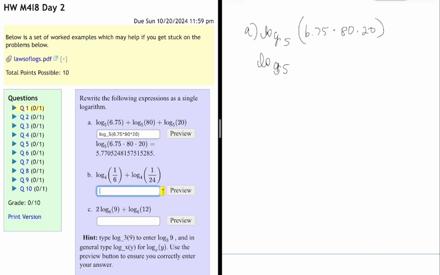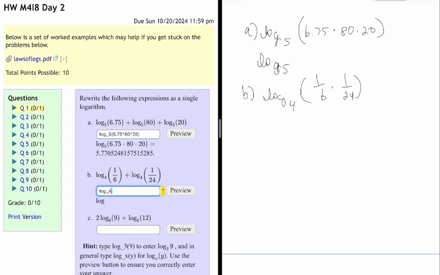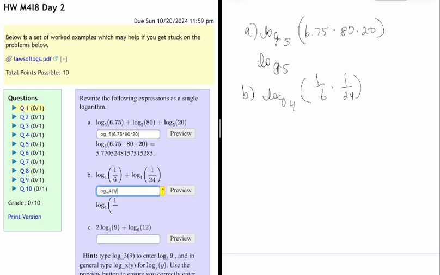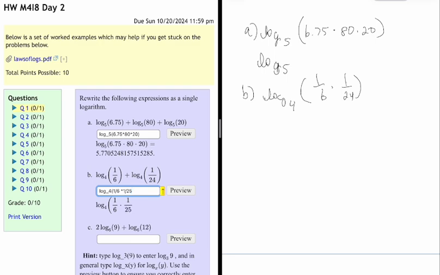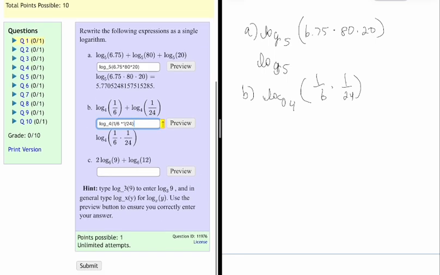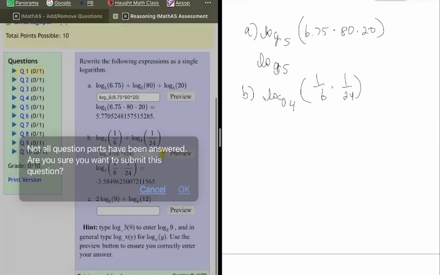And then this one, there's a few different things I'm going to show you. Okay. B, that is the log base 4 of 1/6 times 1/24. That's one logarithm. I think they're going to be okay with that. So let me kind of submit that for a second.